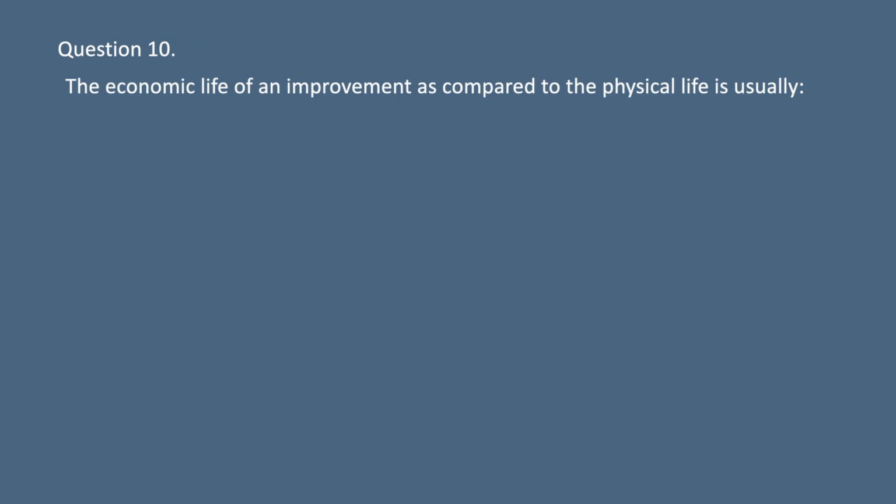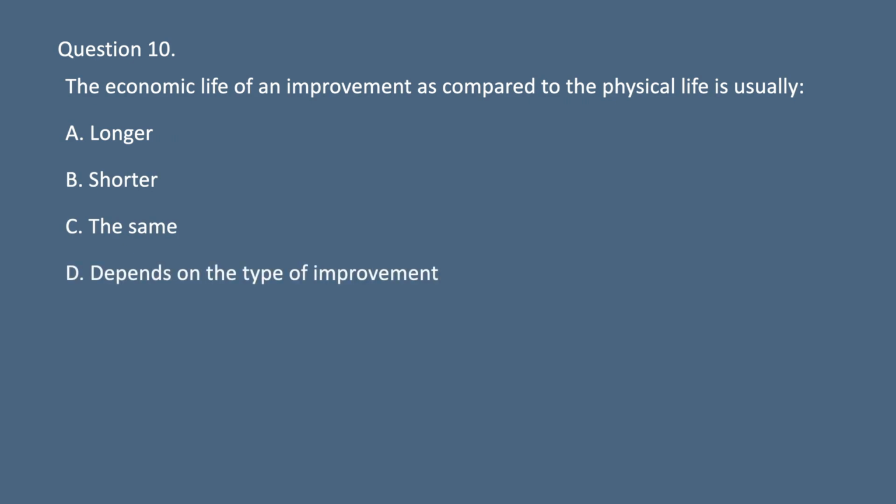Question 10. The economic life of an improvement as compared to the physical life is usually A. Longer. B. Shorter. C. The same. D. Depends on the type of improvement.